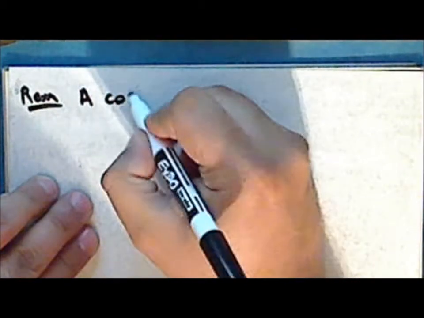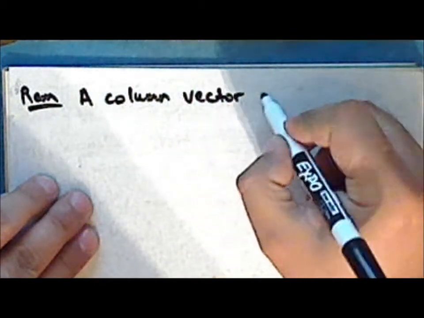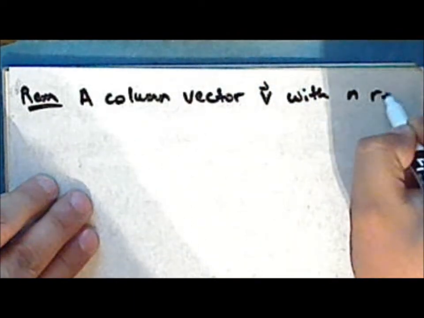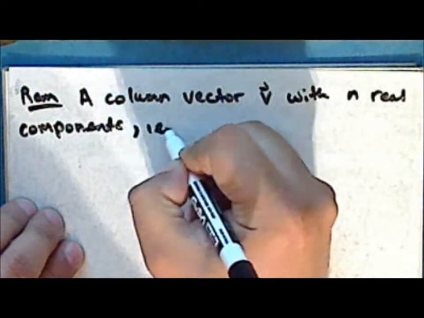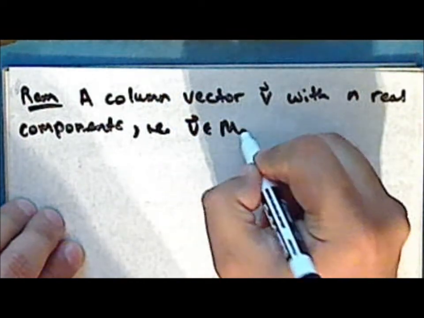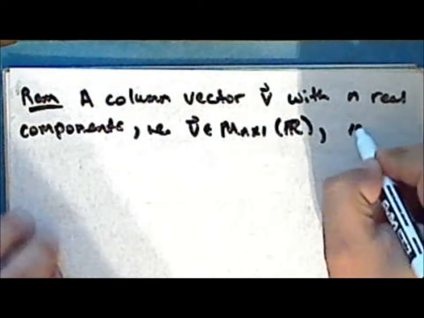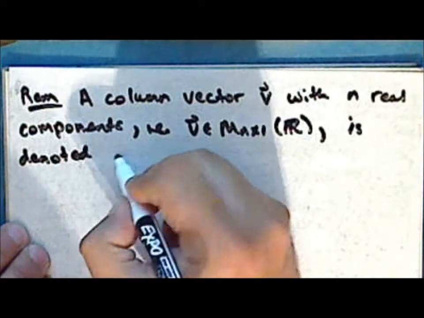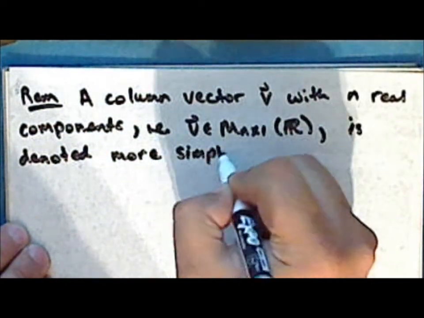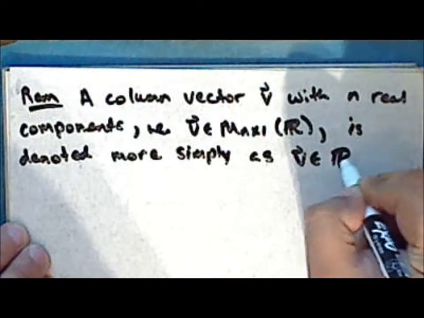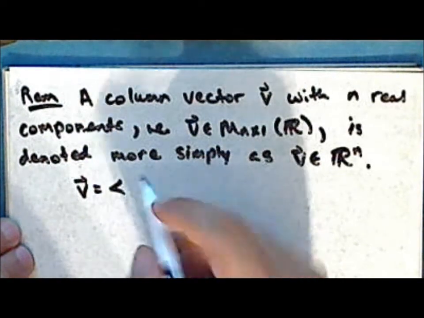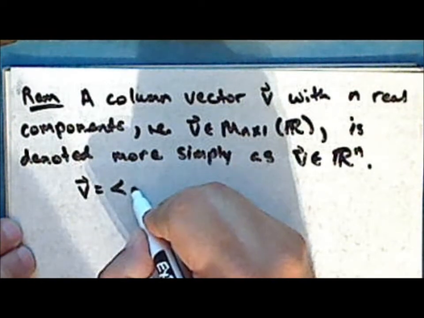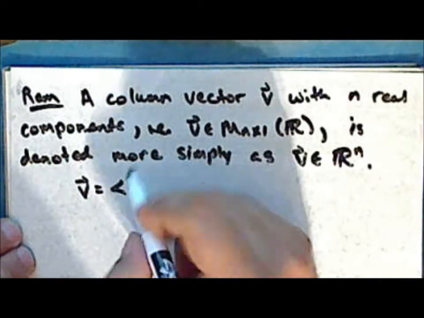State this as a remark. A column vector v with n real components, which in the language of matrices we say is an n by 1 matrix with real entries, is denoted more simply as a vector in n-dimensional real space. Now, if we list its components, we can use the convention of listing the components horizontally versus vertically. So it has components v sub i, or v1 through vn.